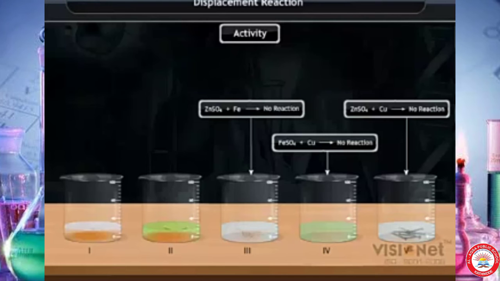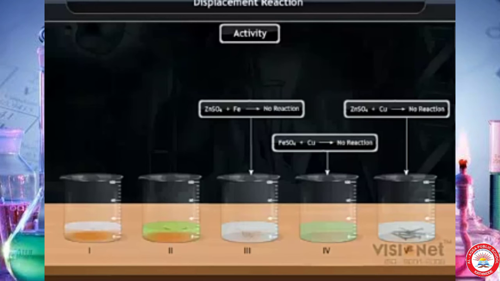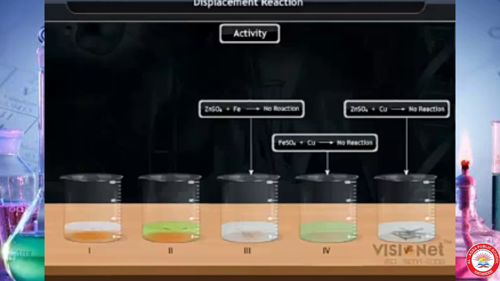Consider beaker 3, we added iron. This iron is less reactive than zinc, so no reaction takes place. Next, beaker 4, we added copper. This copper is less reactive than iron. So, here also we cannot see any reaction.